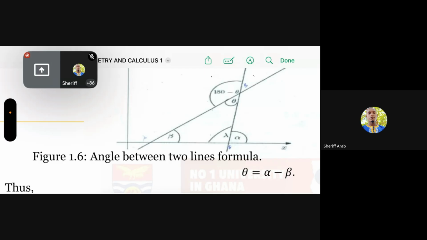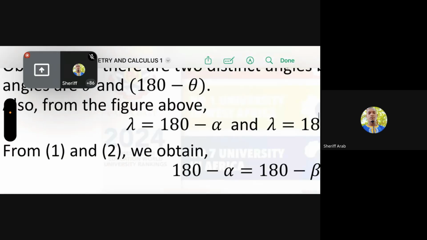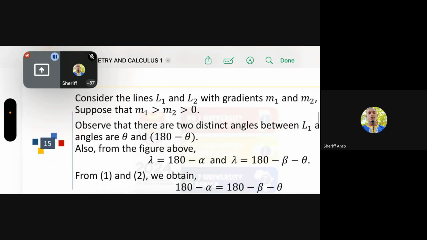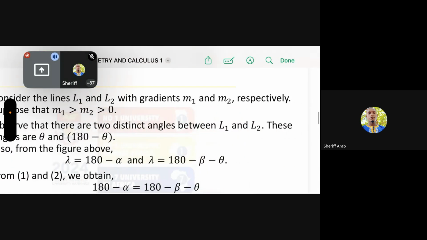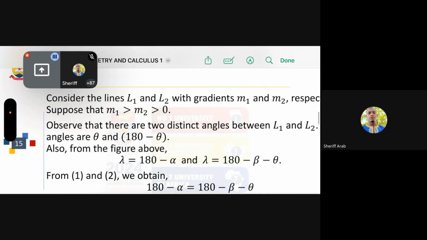Now, if I call this angle here beta, and the angle here lambda, then I have this one to be theta. I can use so many properties here. It says that observe that there are two distinct angles between L1 and L2. These angles are theta and 180 minus theta.